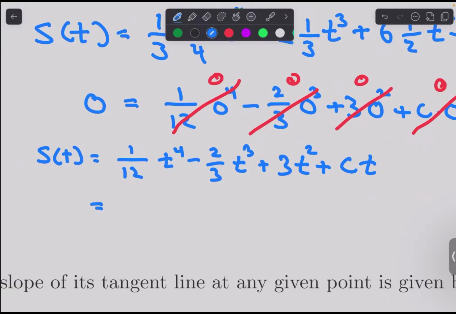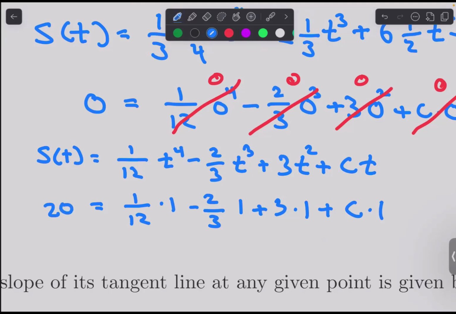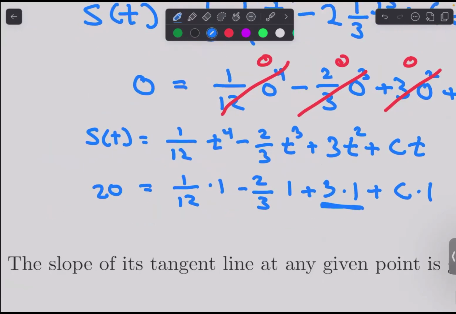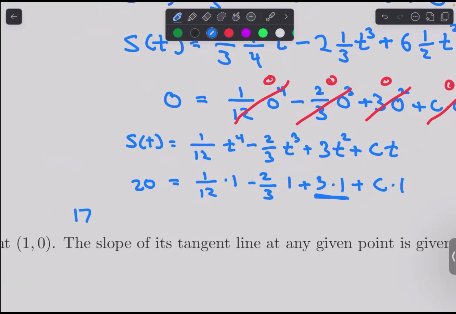So if I plug in 1, 1 to the 4th is just going to be 1. 1 cubed is just going to be 1. 1 squared is just going to be 1. And this is going to be c times 1. So that's me plugging in 1 everywhere I see a t. I'm supposed to get out 20. And so the only one that's not a fraction here is this 3, I suppose. So I'm going to have 17 plus 2/3 minus 1/12. That's what my c is.